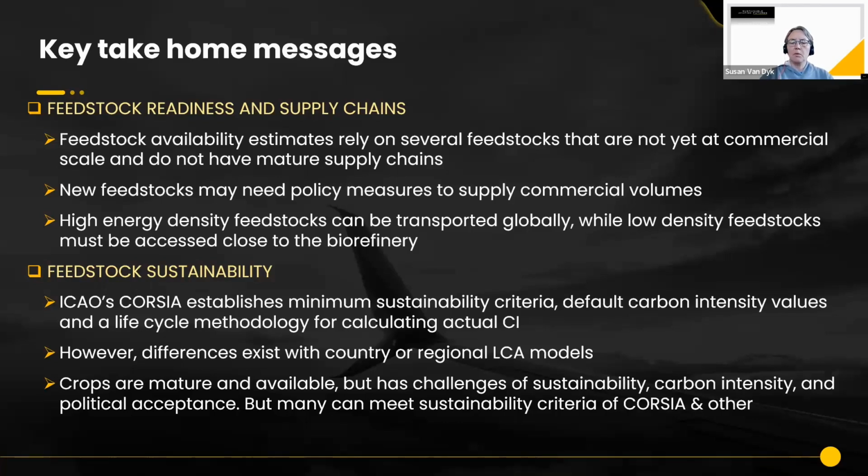And we distinguish mainly between high energy density feedstocks that can be transported globally, and generally there are already mature supply chains for these feedstocks, such as vegetable oils, used cooking oils and fats, and ethanol, for example. But low energy density feedstocks are completely different, and this would be forest residues, agricultural residues, and they have to be accessed close to the biorefinery because it's expensive to transport them. And for these feedstocks, there are no supply chains in place.